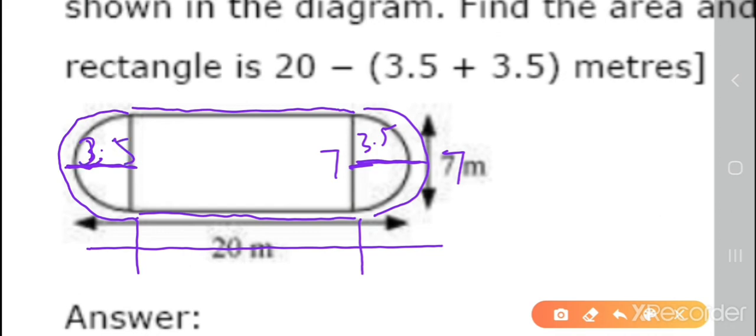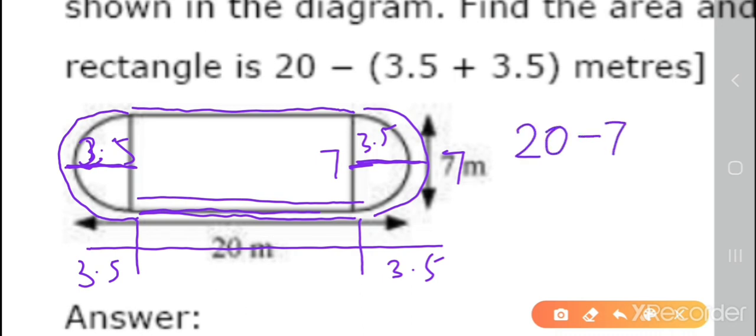So this part is subtracted from 20. Here 3.5 is subtracted on this side, also 3.5 is subtracted on this side. So that is how the length of the rectangle is taken as 20 minus 3.5 plus 3.5. 3.5 plus 3.5 is 7. So 20 minus 7 you are doing, that is equal to 13. So the measure here is 13. Same way the measure here is 13. Now we will check the semicircular parts' perimeter.